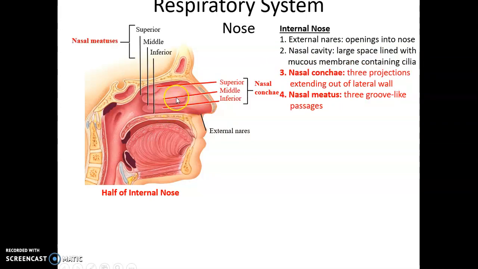There are three projections that come out of the lateral walls of the nasal cavity on either side. These are called the nasal conchae. There's a superior nasal concha, middle nasal concha, and inferior nasal concha. And then, of course, there are spaces between the conchae, and those grooves or passages are referred to as nasal meatus or meatuses. So you have a superior nasal meatus, a middle nasal meatus, and an inferior nasal meatus. And of course, again, these are on both the right side and the left side.